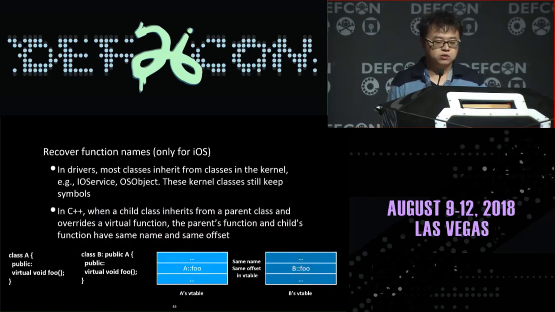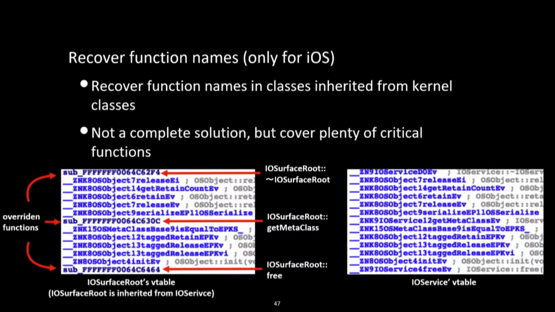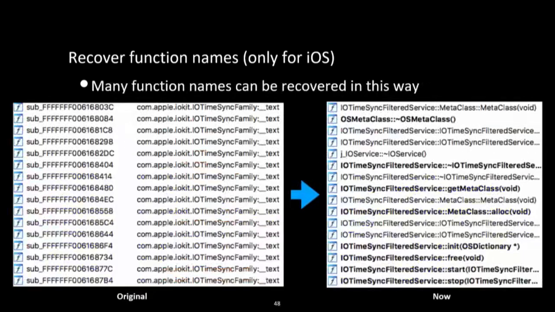We recover function names by leveraging several facts. The first fact is that most classes in drivers inherit from classes in the kernel, and these kernel classes have symbols. The second fact is that in C++, when a child class inherits a parent class and overrides a virtual function, the parent's function and the child's function should have the same name and the same offset, as shown in this figure. So with the above facts, we can recover the names of virtual functions that override functions in kernel classes. Actually, this is not a complete solution, but it can cover plenty of critical functions.